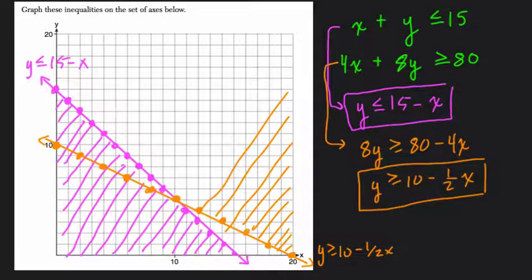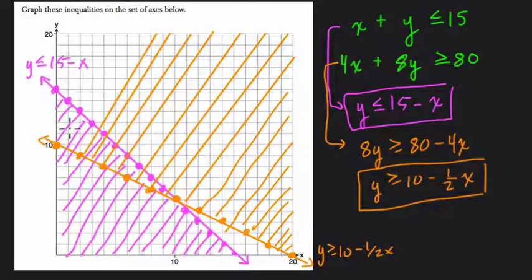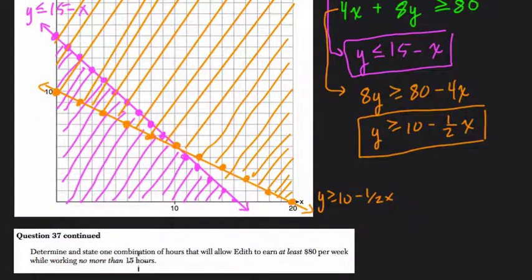I should have used a line tool here, so I will use my line tool because it's looking pretty awful. There we go. Now, this is the shaded region. Because it's an inequality, you're shading everything above the line. Actually, my shading technique didn't really help us here. Usually one shades above and below in a way that they can cross, but here it's harder to read. This is shading the whole thing, really. But they want one combination of hours that will allow Edith to earn at least 80 per week while working no more than 15 hours. In other words, they want a point that is a solution to both inequalities. So that's anything where the two meet.